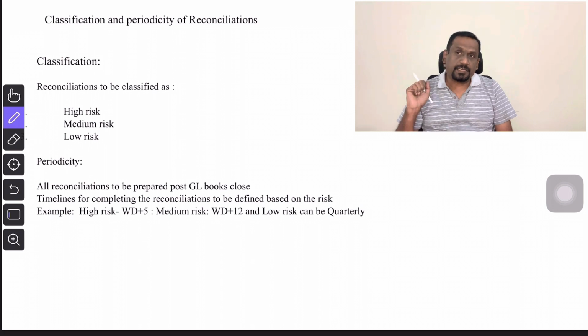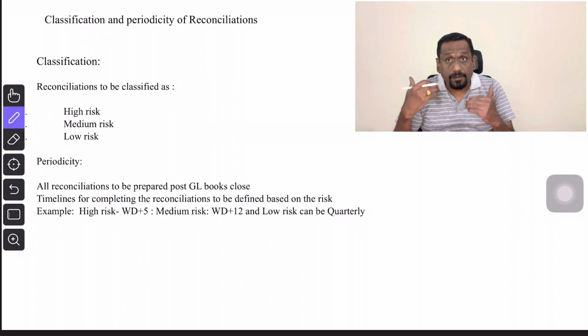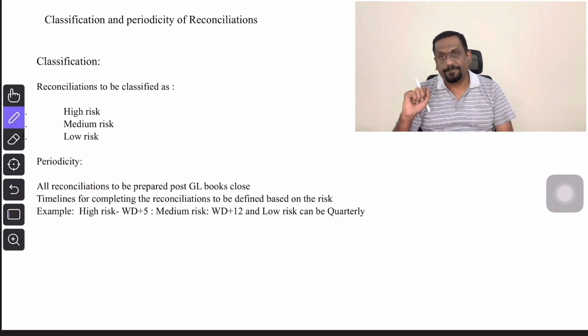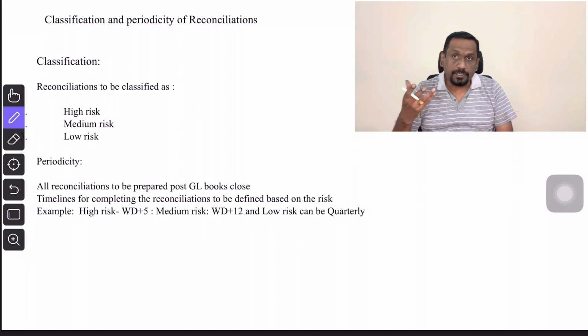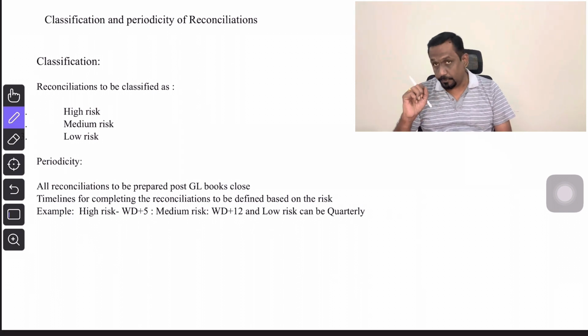Once this classification is done, the most important point we need to keep in mind is periodicity. Once the classification is done, how frequently do you need to do the reconciliations, or when are we supposed to do them? For example, high risk. It all depends on the books close. For example, workday 3 is the books close. I don't know how many of these companies will close by workday 3. I'm just telling you. Workday 3 is the books close.